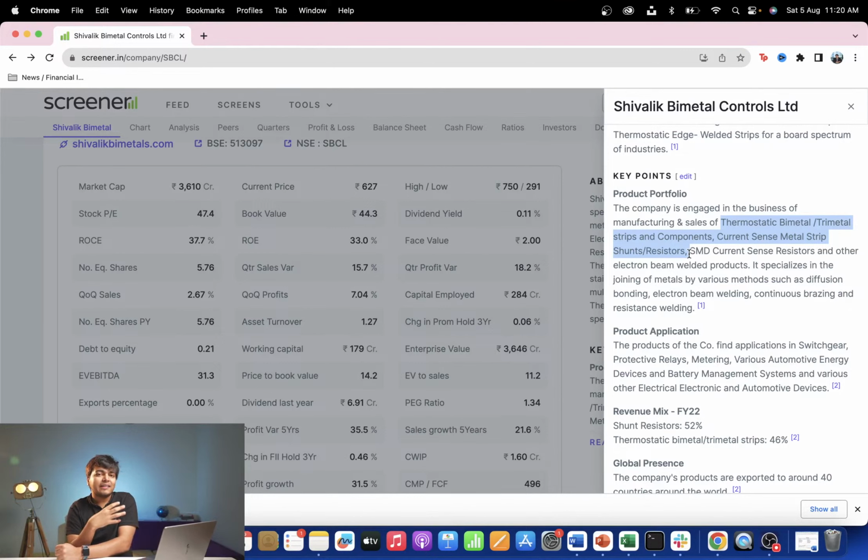So automatically there's a very good demand for it. Once there is a demand for the end product, automatically there will be a demand in all its verticals, be it the batteries, be it the components that are used in the batteries. So shunt resistors is one of those components.